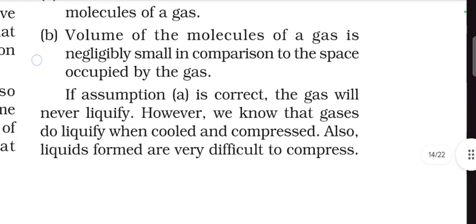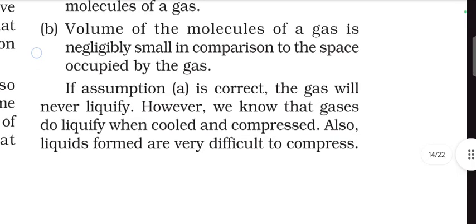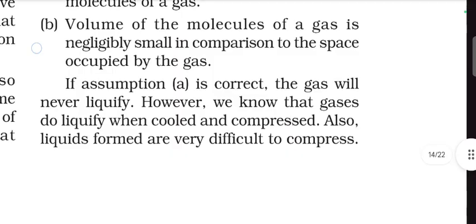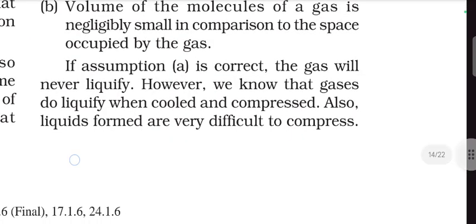If assumption A is correct, the gas will never liquefy. However, we know that gases do liquefy when cooled and compressed. Also, liquids formed are very difficult to compress.